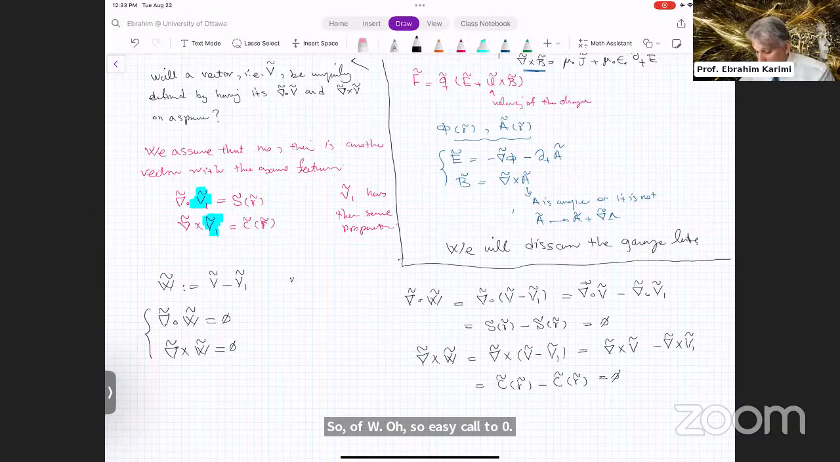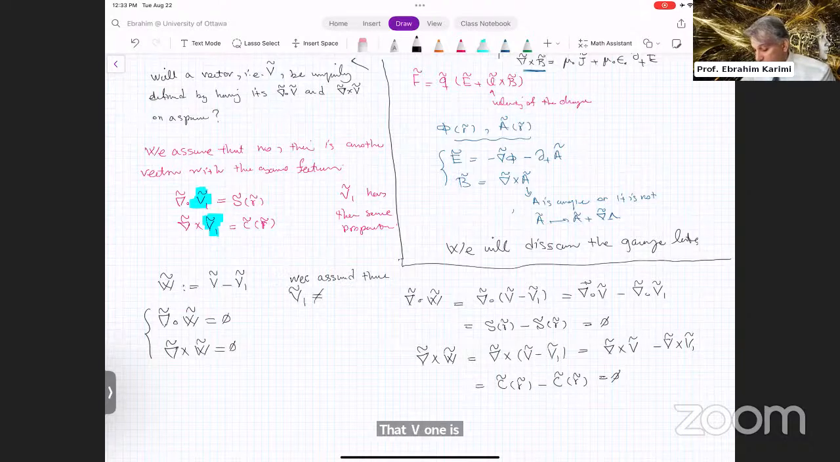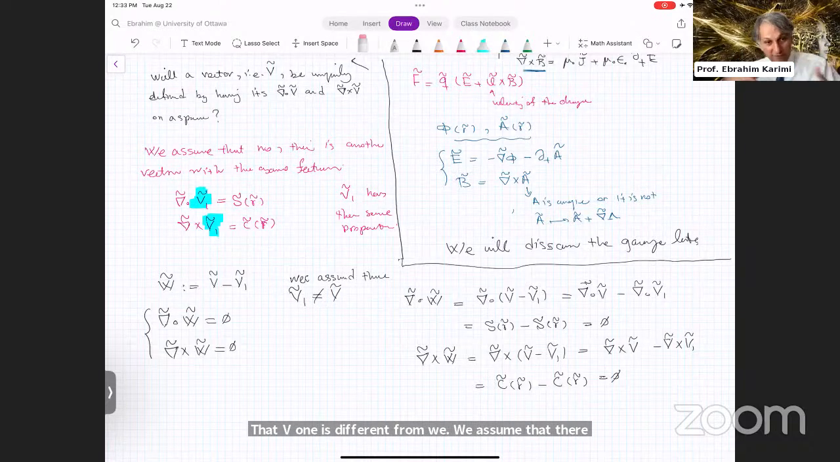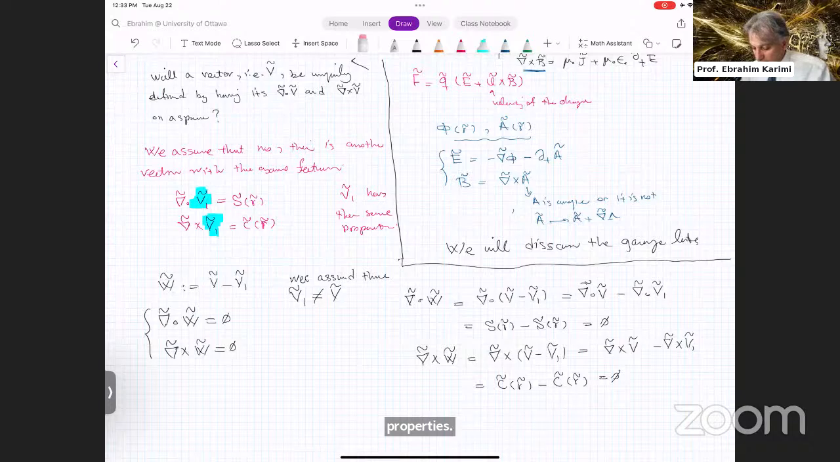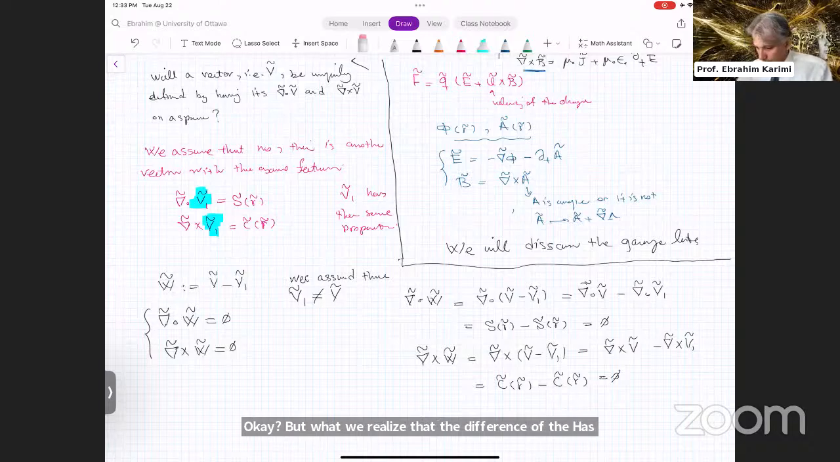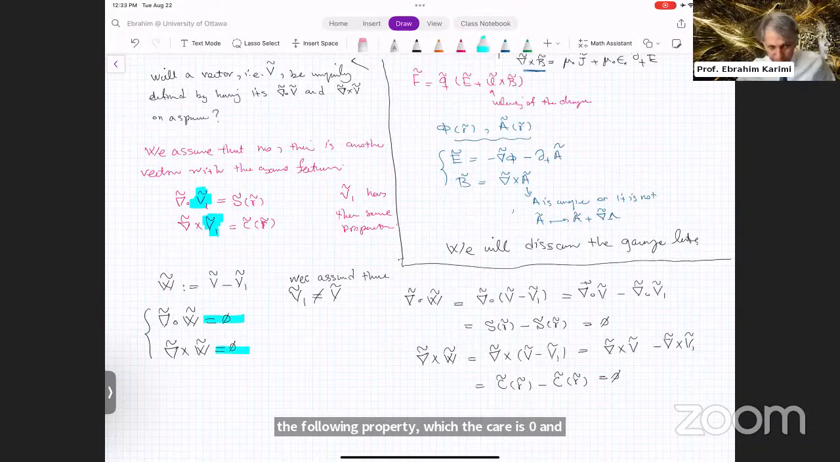Remember, we assume that V1 is different from V. We assume that there are two vectors. They have exactly the same physical properties, okay? But what we realize is that the difference of the vector has the following property, which is the curl is 0 and the divergence is equal to 0, okay?